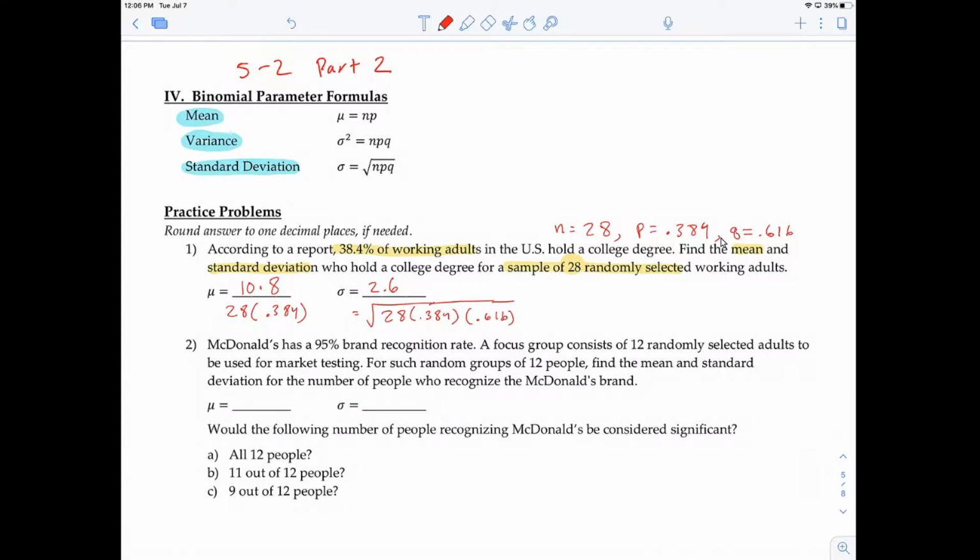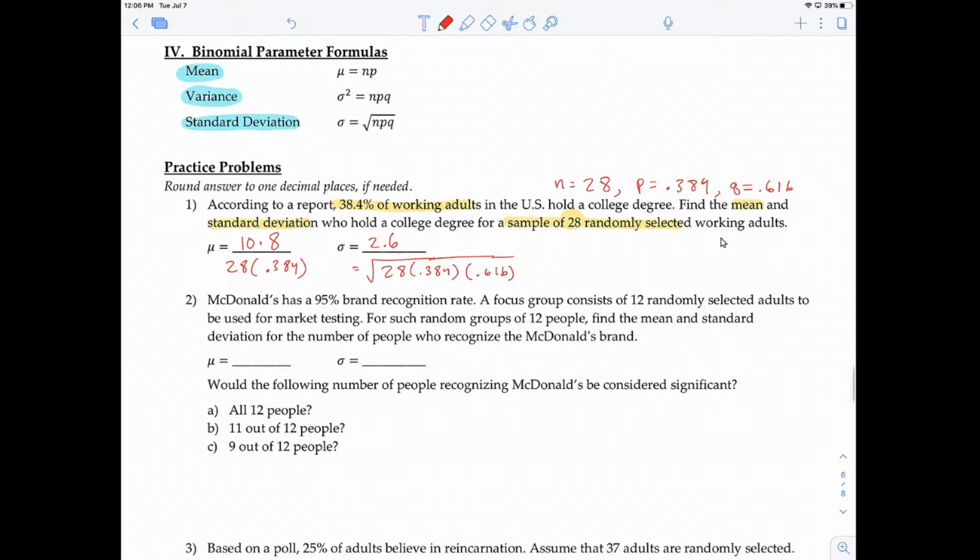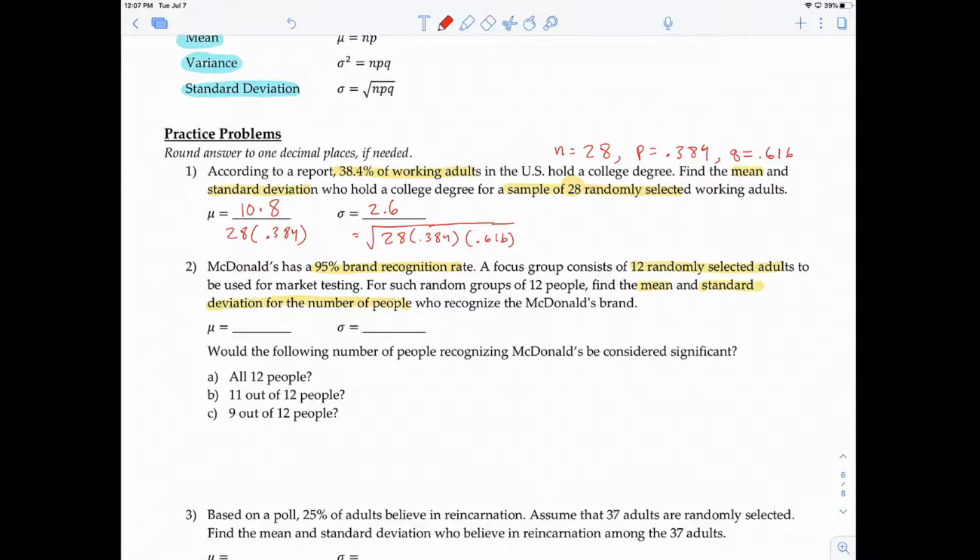All right, let's move on to number 2. So number 2, we have McDonald's has a 95% brand recognition rate. A focus group consists of 12 randomly selected adults to be used for market testing. For such random groups of 12, find the mean and standard deviation for the number of people who recognize the McDonald's brand.